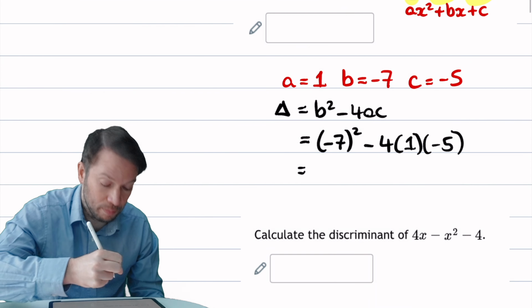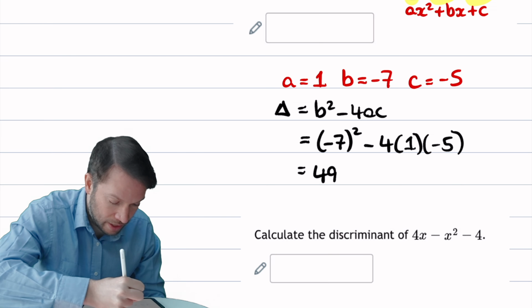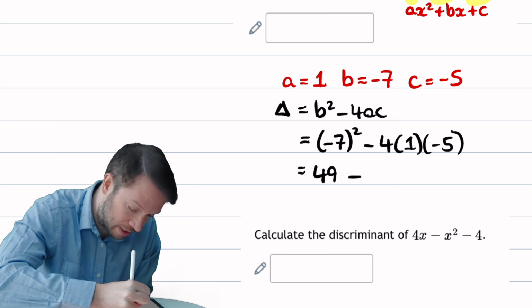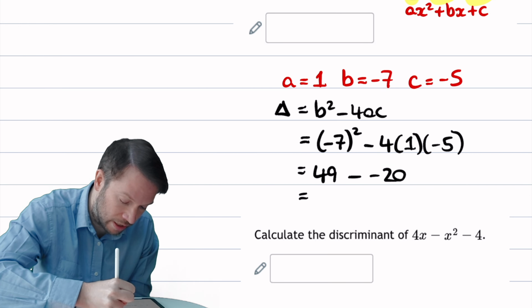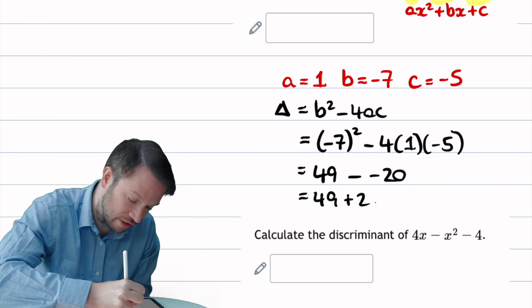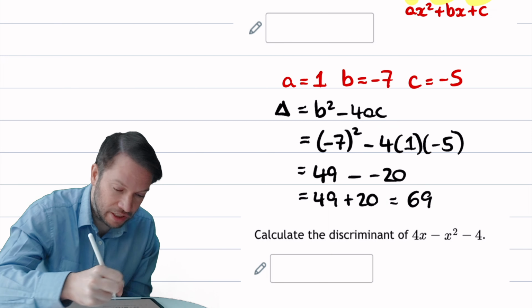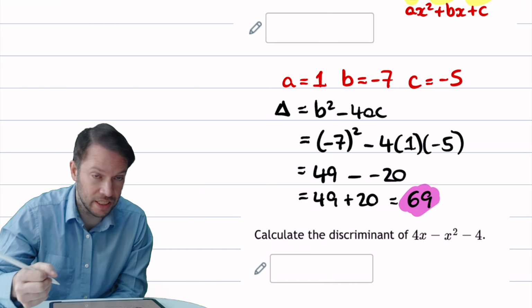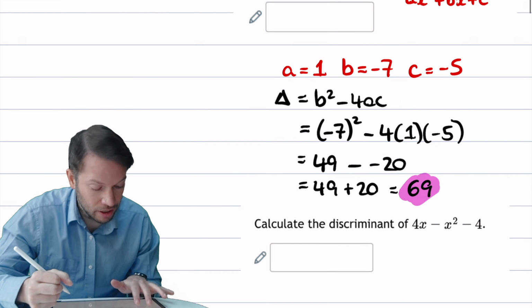Minus 7 squared is positive 49. And then we subtract 4 times 1 times negative 5. That will be negative 20. So we end up with 49 plus 20, which is 69. And as I say, we'll see in later videos the significance of that value, whether it's positive or negative or 0, what significance that has. What about the next one?